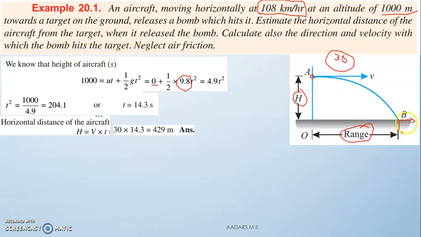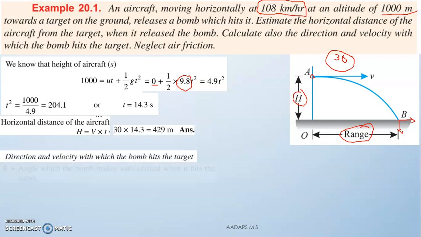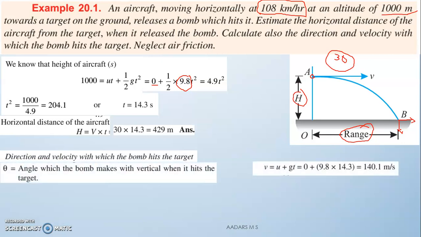Next we have to calculate the direction and the velocity with which the bomb hits the target. While hitting, it will have a horizontal component of 30 and a vertical component. The vertical component can be calculated by v = u + at, and u = 0, so we multiply acceleration into time, that is 9.8 × 14.3. The final vertical component of velocity with which it hits the ground is 140.1 meter per second.